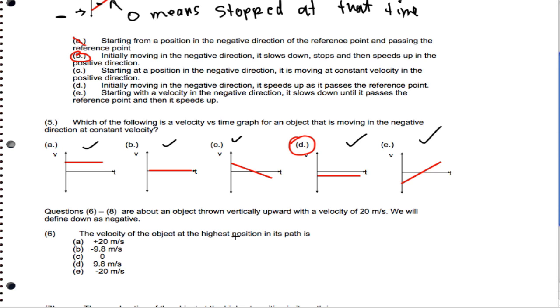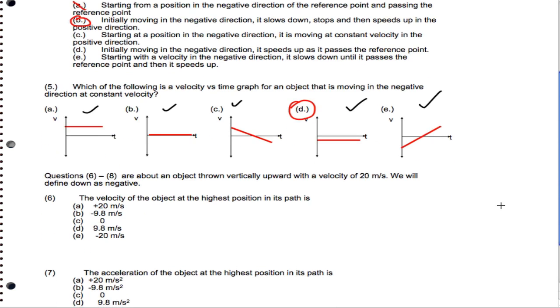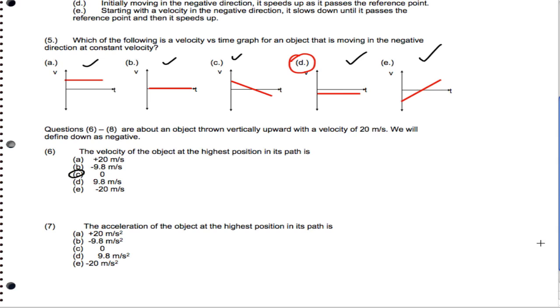Okay, so we throw an object. For questions 6 to 8, we have this object. We throw it vertically upwards at the speed of 20 meters per second, and we define down as negative. We want to know the velocity of the object at the highest position in its path. At the highest position, it's stopping, getting ready to turn around. Now, the acceleration of the object at the highest position in its path is always negative 9.8 meters per second squared. We talked about that in class, that when you throw something in the air with no air resistance.